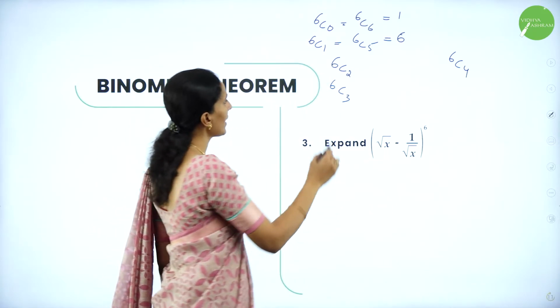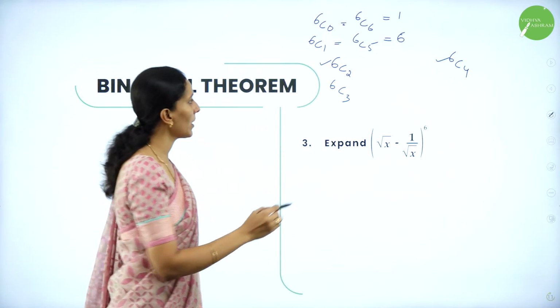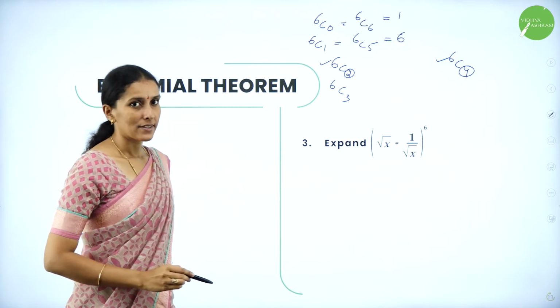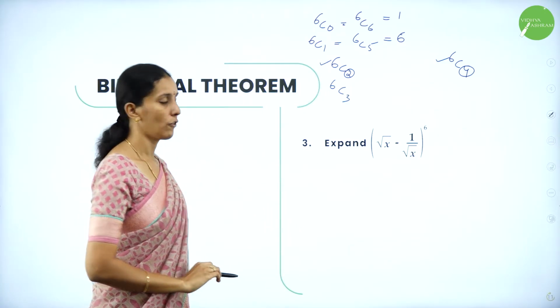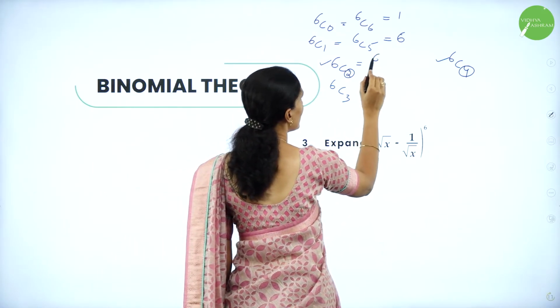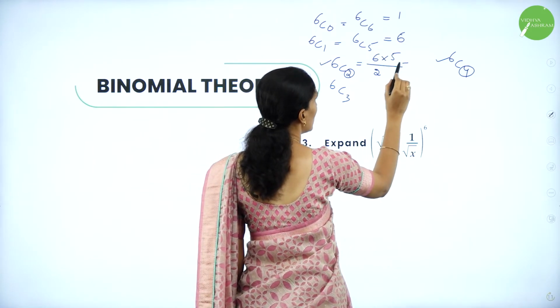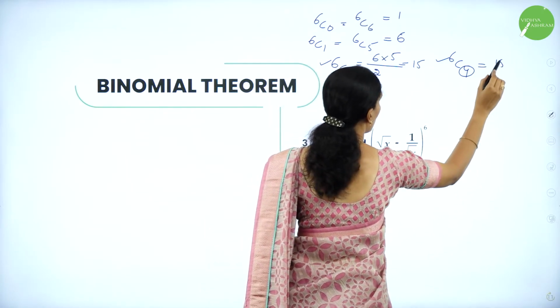So see here, 6C2 and 6C4 values will be the same because when you add 2 and 4, you will get 6. So just find the value of 6C2. The value of 6C4 is the same. So what is 6C2? Select only two terms. 6 into 5 divided by 2 factorial, that is 2. So 30 by 2, it is 15. So 6C4 is also 15.